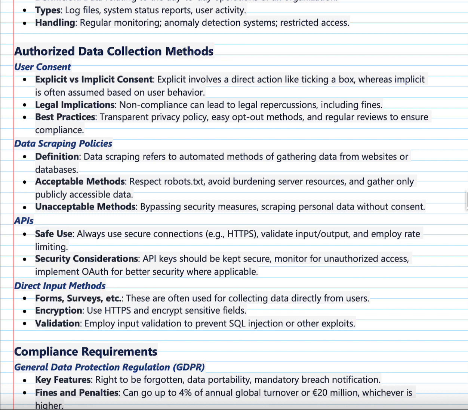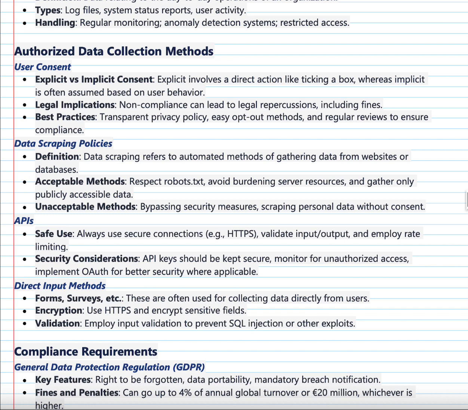So under user consent, you have explicit and implicit consent. So if you're signing up for a CISSP cyber trainings email, you will have explicit consent, which means you'll have a direct action like basically checking a box going, yes, I agree to be part of the email distribution list. Whereas implicit consent is often assumed based on one's behavior. So if you go to a certain website and just by you going to that website, maybe you have implicit consent because you went there. Or there's a paywall that gets you through there, that's implicit consent.